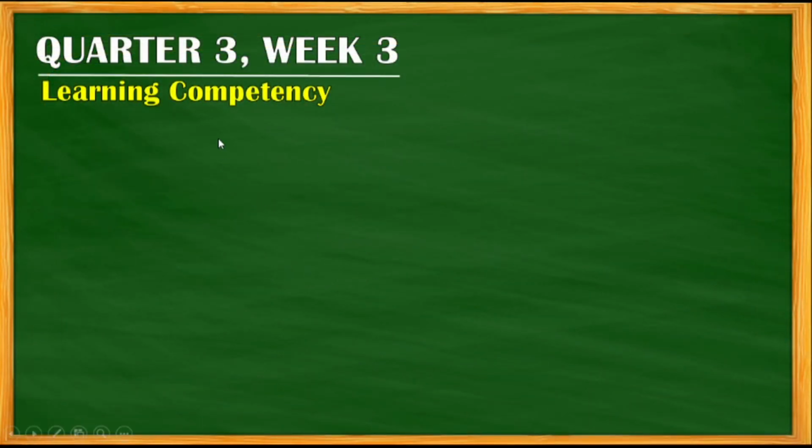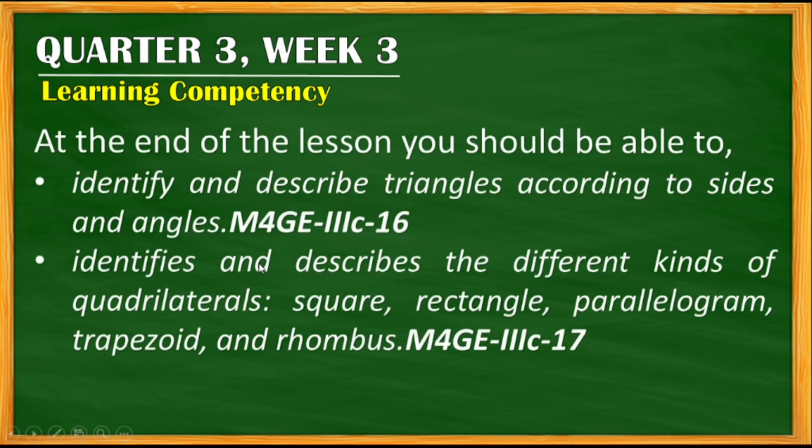So we are now in Quarter 3, Week number 3 of our most essential learning. Our learning competency for this day: at the end of the lesson, you should be able to identify and describe triangles according to size and angle. And then you're going to identify and describe the difference between the kinds of quadrilaterals: square, rectangle, parallelogram, trapezoid, and rhombus.